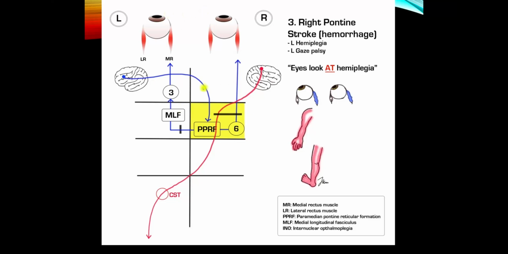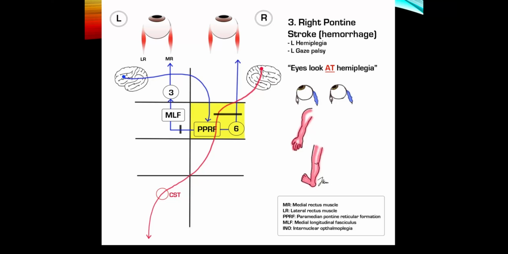So if you destroy a part of the brain that wants to drive your eyes to the right, well, guess what? We've got a PPRF over here that is now overactive, and so the eyes get driven to the left in a right pontine stroke. The left side of the body is weak, the eyes look to the left, and so now we can see with a pontine stroke, the eyes look at the hemiplegia.